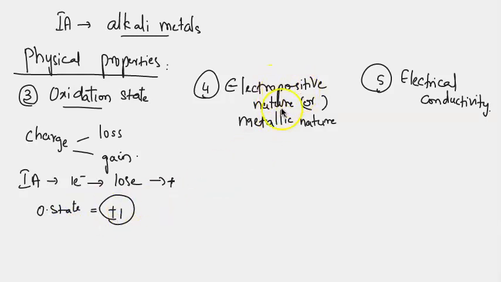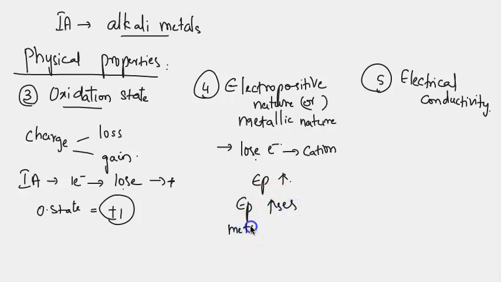And electropositive nature or metallic nature is nothing but the tendency to lose electrons readily. As they have extra electrons in the outermost shell, they readily lose electron and they readily become cations, and the electropositive nature is very high. So down the group, electropositivity increases and metallic nature also increases with the increase in the atomic radius.